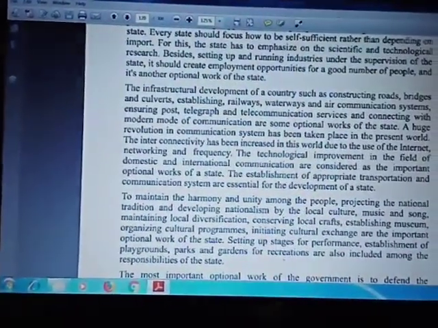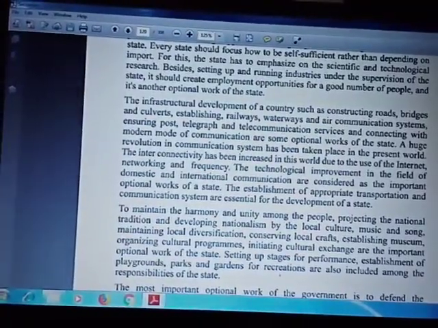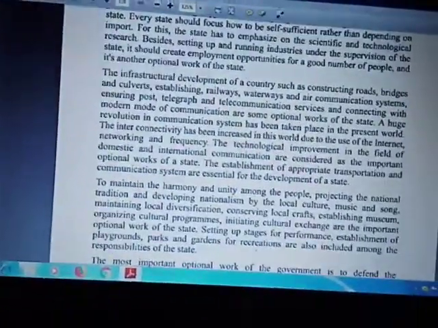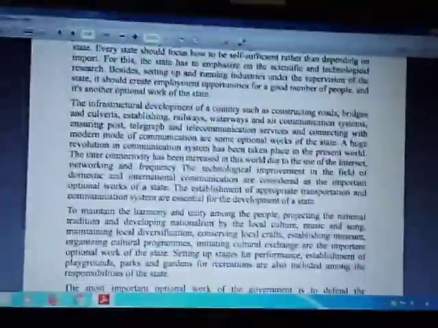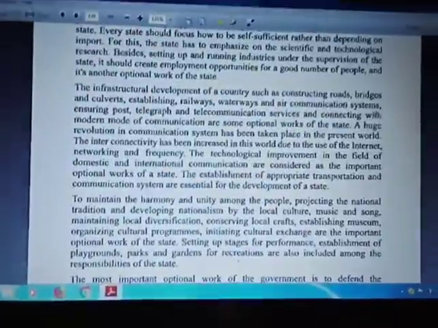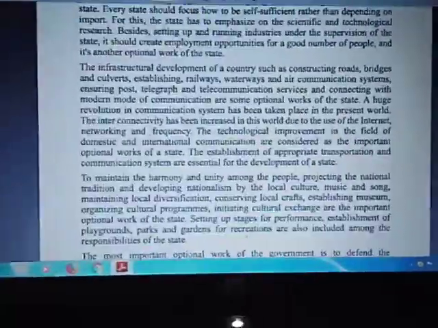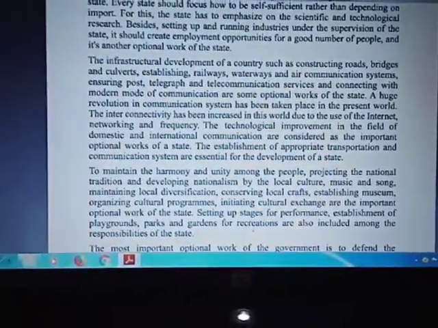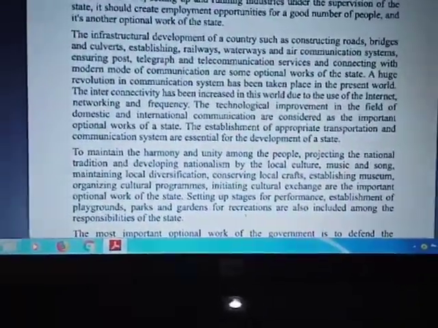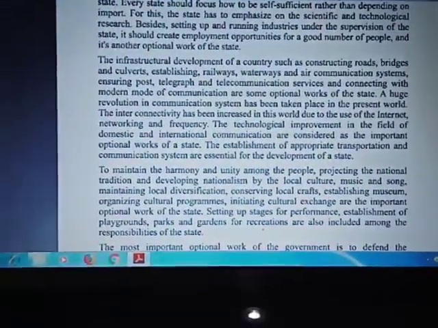constructing roads, bridges, culverts, establishing railway, waterways, and air communication systems, especially railway, is an important factor to improve the country. Only the railway sector contributes greatly to our economy.